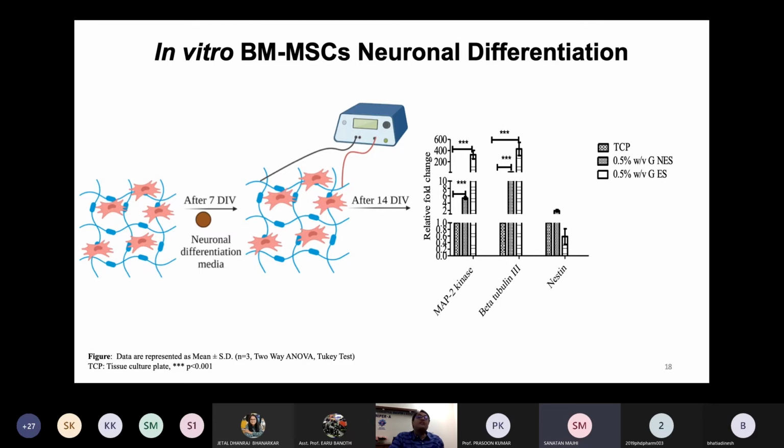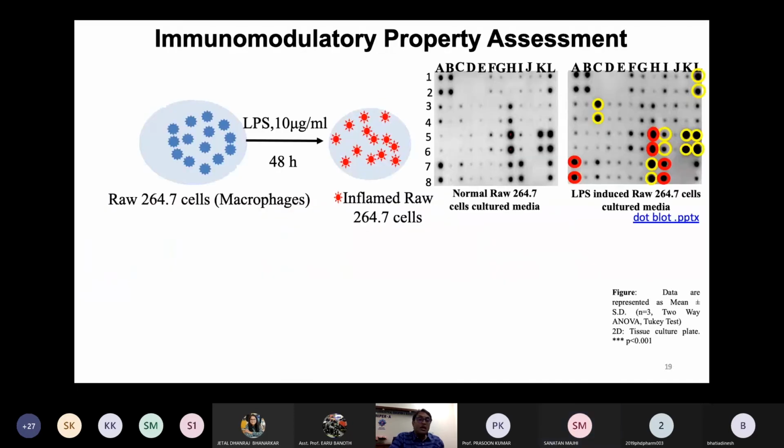This is helpful, as it opens a window where we can use the material for the delivery of stem cells as well. All right, I have told you that inflammation is one of the key things, so we wanted to see what this material will do when there is inflammation. We created an artificial inflammation in vitro culture.